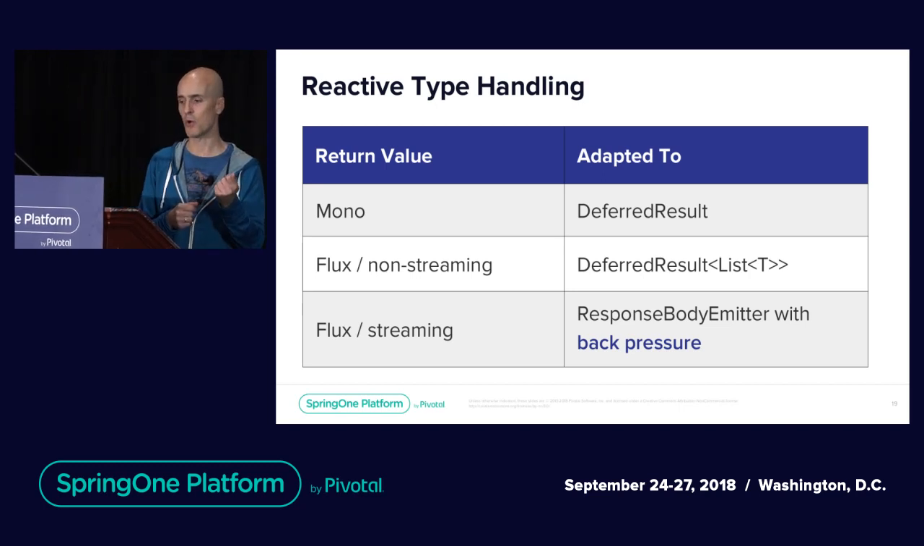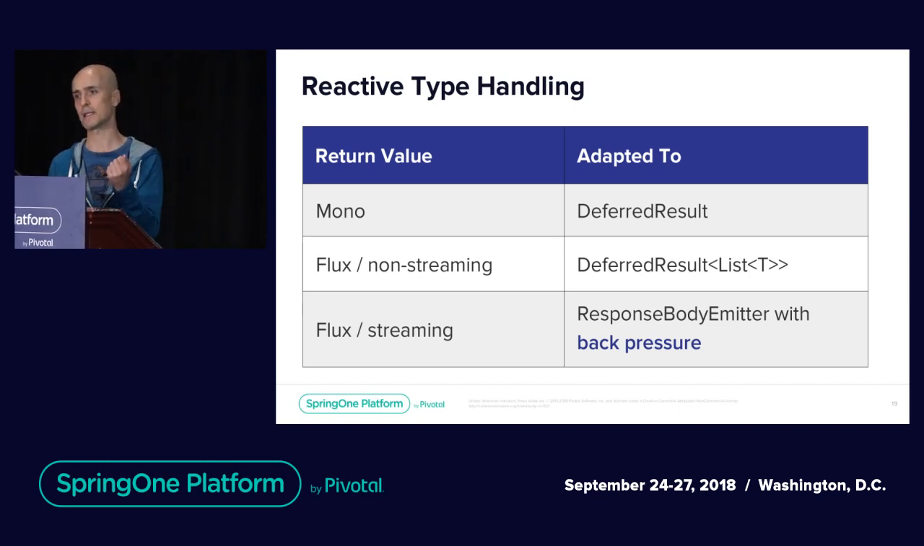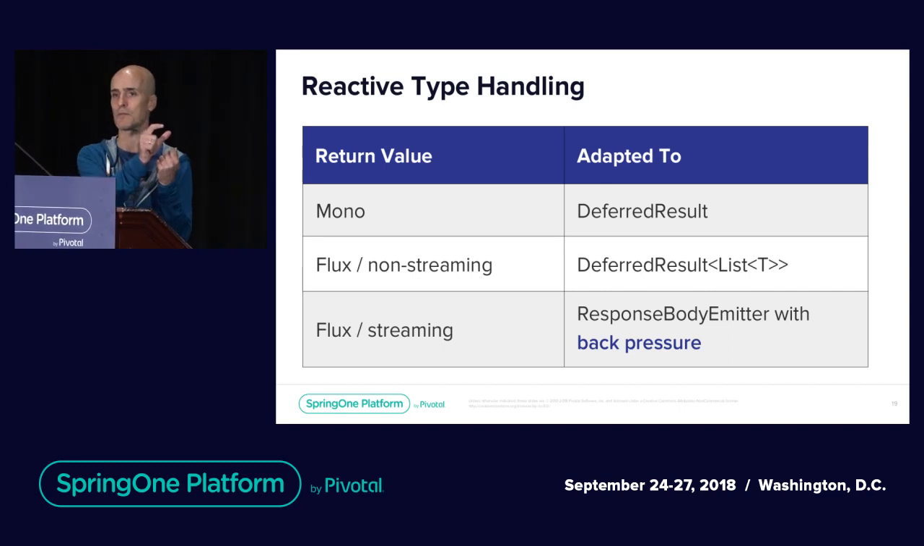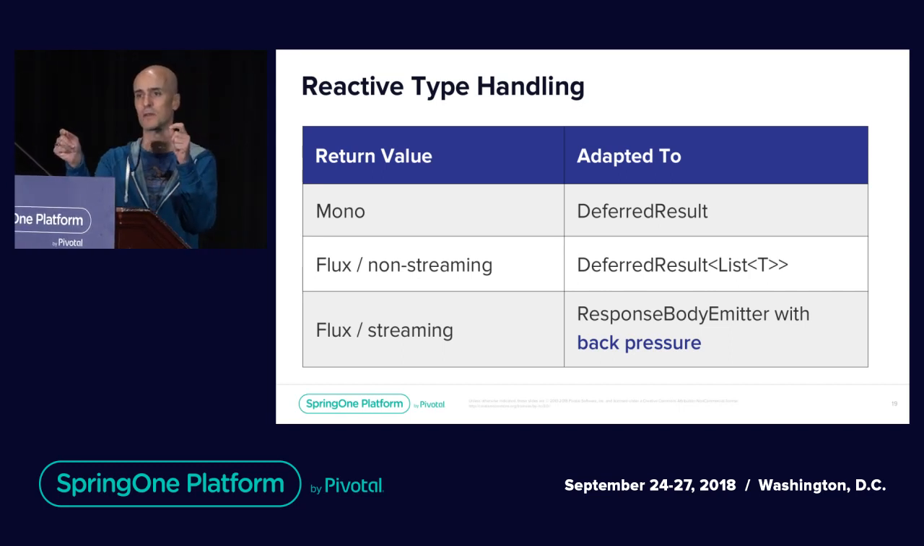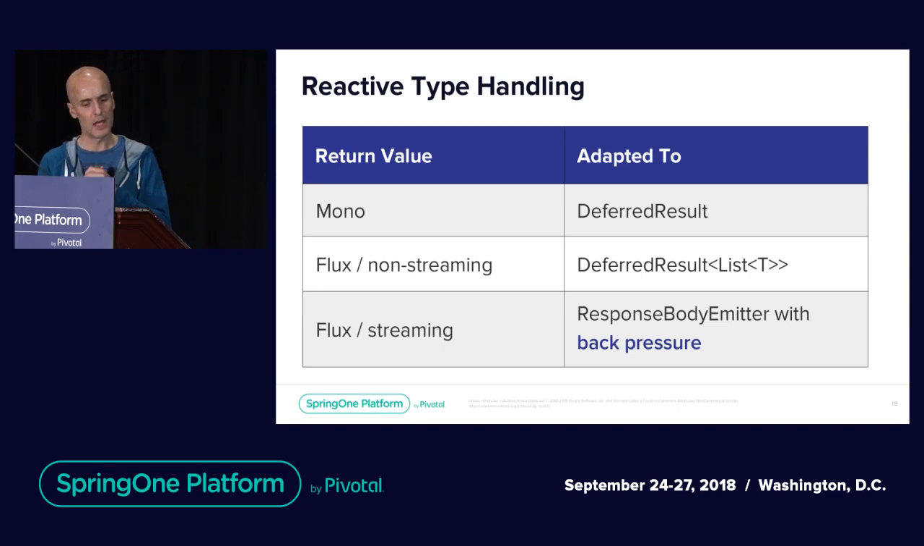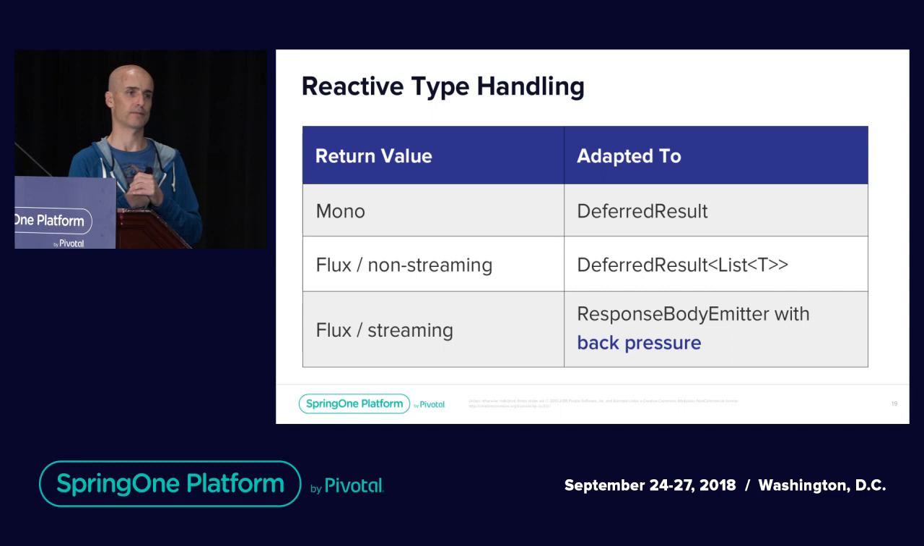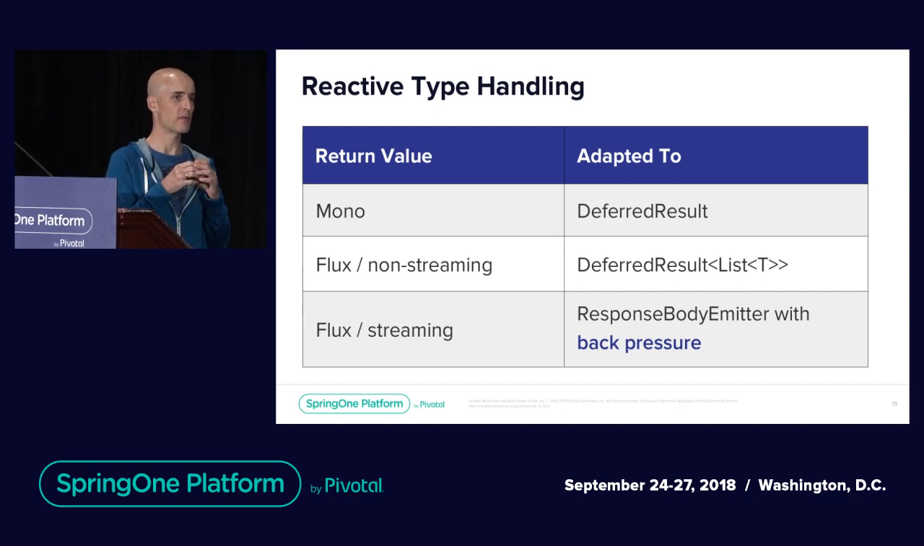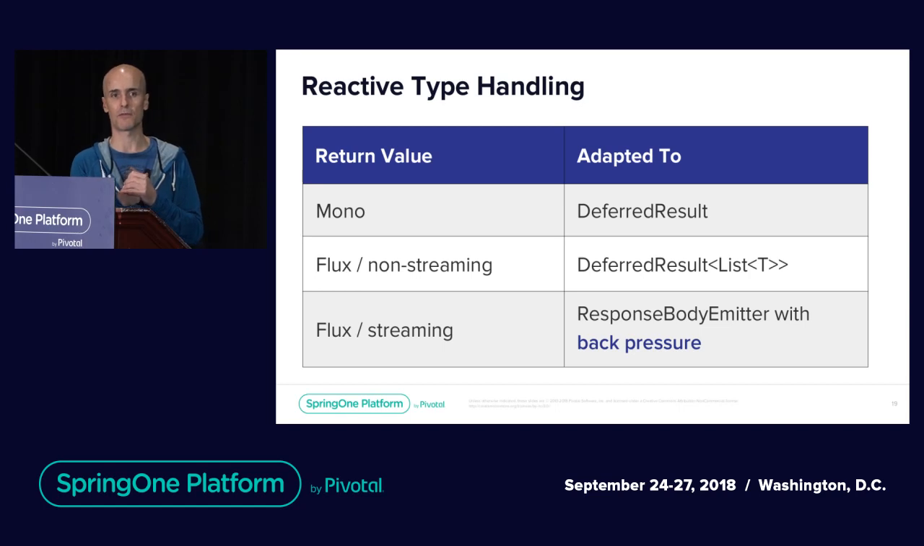If you give a mono, that directly translates into a deferred result. We're going to wait for the mono, subscribe to it, and then set the deferred result. So if you're familiar, if you're using deferred result, it's basically something that you would understand or it would be familiar. If you return a flux, it can have any number of items. We don't know how many items. Will it be a finite collection? Will it be an infinite stream?